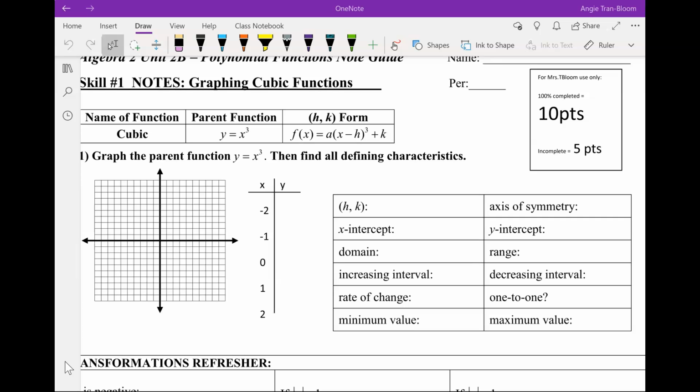Kenzie, can you help us read the title, please? Graphing cubic functions. So, the name of our function today is called cubic. The parent function is y equals x to the third. Okay, so cubic function means the power is 3.